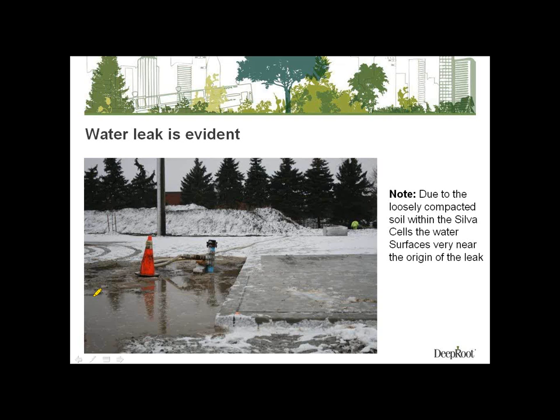And one comment that was interesting by the City of Toronto hydro workers is that they thought there were some advantages to the Silva Cells. Because the soil in the Silva Cells is loose, they thought that when it comes to water main breaks, the water should come to the surface fairly near the origin of the leak. In other words, they aren't going to be hunting all over trying to find where the leak is, because a lot of times when the ground is frozen solid, or when it's very densely compacted, you end up chasing that water leak, sometimes over a fairly great distance before you find the actual origin of it.